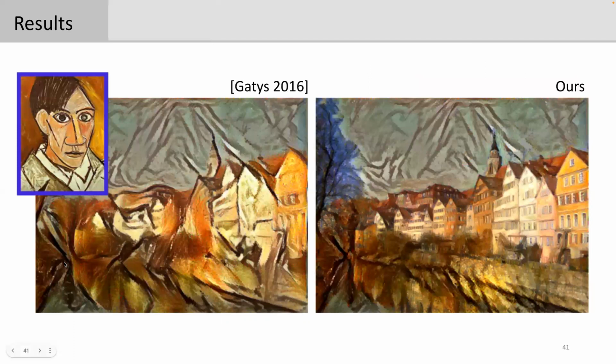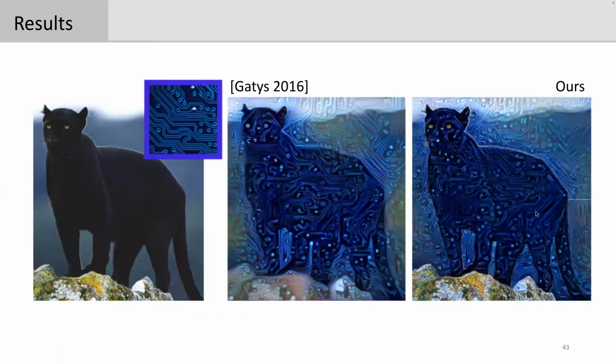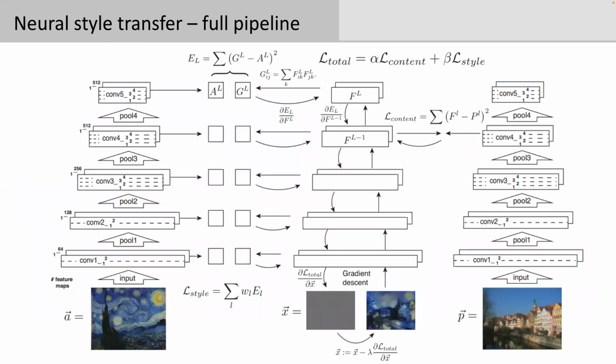And here's some more results. On the left is a previous neural style transfer technique. We can see we're maybe capturing the content a little bit better with the new method. And then this is going to be an overview of the full pipeline, I believe.